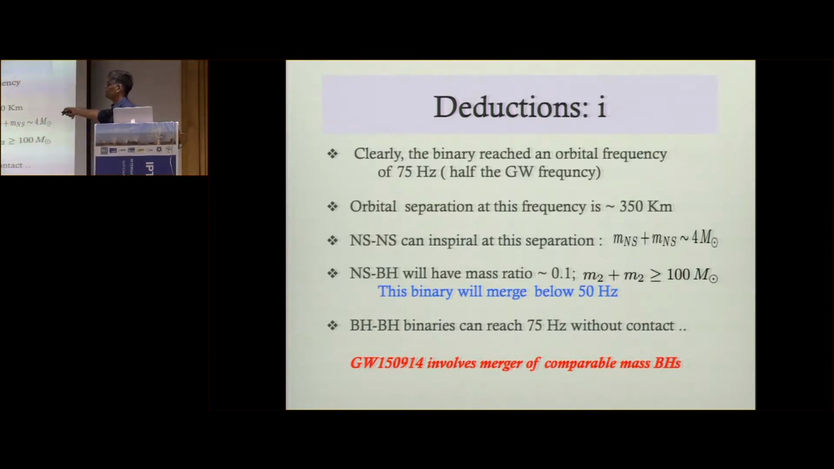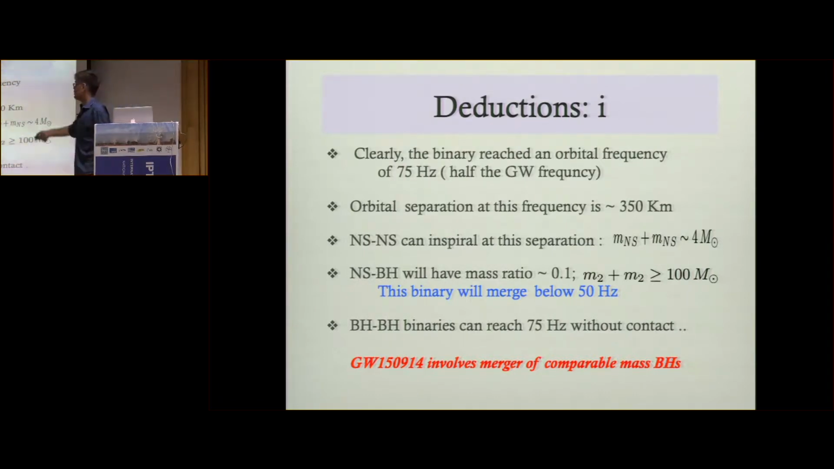Good. So now what we do is use this very nice formula, omega squared r cubed is GM. Then the orbital separation at that frequency will be around 350 kilometers. I asked the question, if you have two neutron stars, can they come all the way to 350 kilometers? There's no problem with that, because neutron stars are around 10 kilometers in size. They will not touch each other.